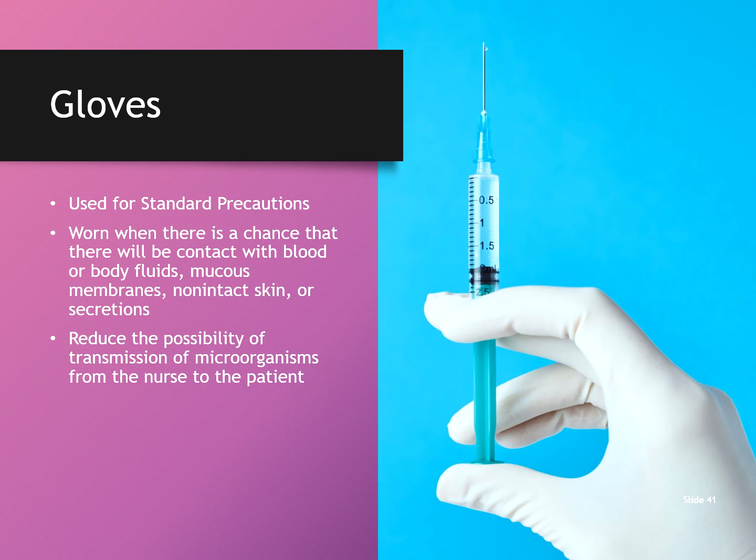Wear disposable gloves for standard precautions when there is a chance of contact with blood or body fluids, mucous membranes, non-intact skin, or secretions or excretions. Also use gloves for handling items contaminated with any of these substances. Gloves will reduce the possibility of transmission of microorganisms between the nurse and the patient.